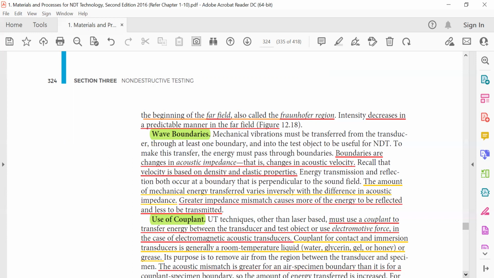Wave boundaries. Boundaries are changes of acoustic impedance, that is, a change in acoustic velocity. Recall that velocity is based on density and elastic properties. The amount of mechanical energy transferred varies inversely with the difference in acoustic impedance. Greater impedance mismatch causes more energy to be reflected and less to be transmitted.